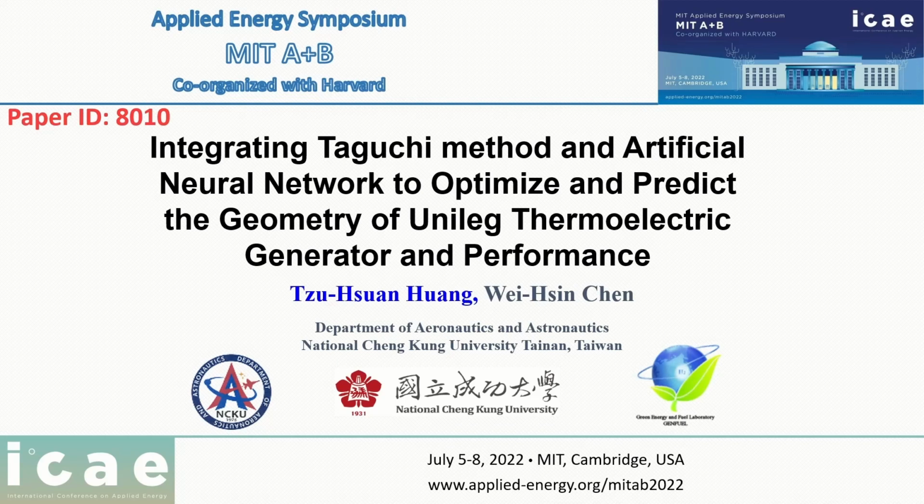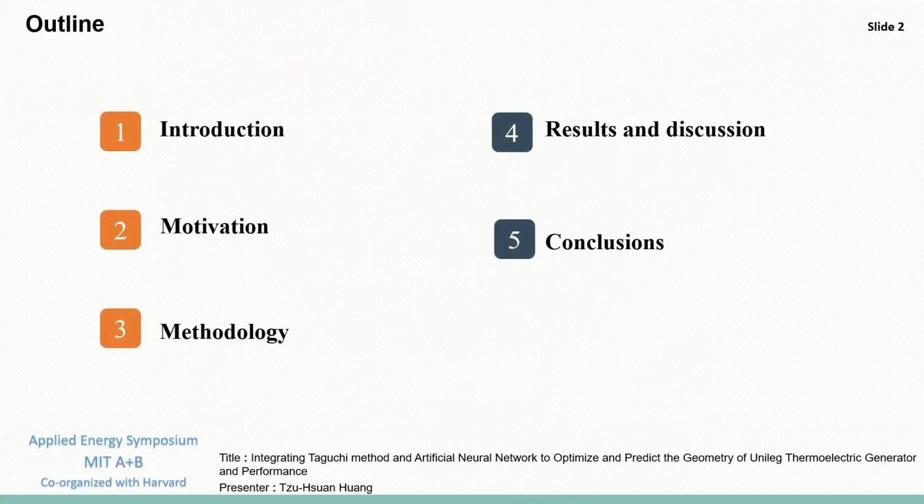Today I will report my research about integrating the Taguchi method and artificial neural network to optimize and predict the geometry of a unilateral symmetric generator and its performance. This is my outline, including the introduction, motivation, methodology, result and discussion, and conclusions.